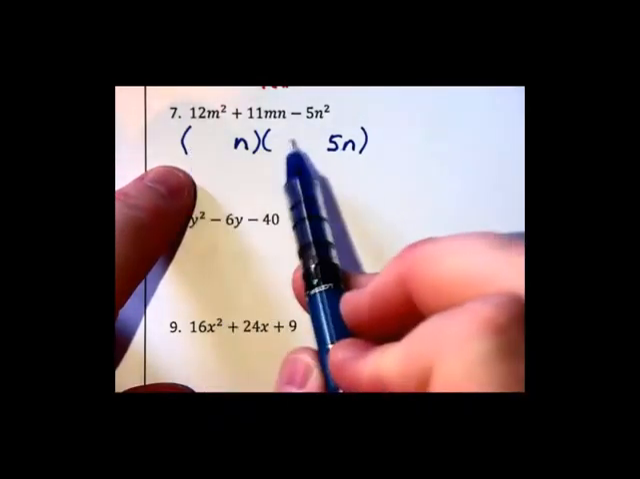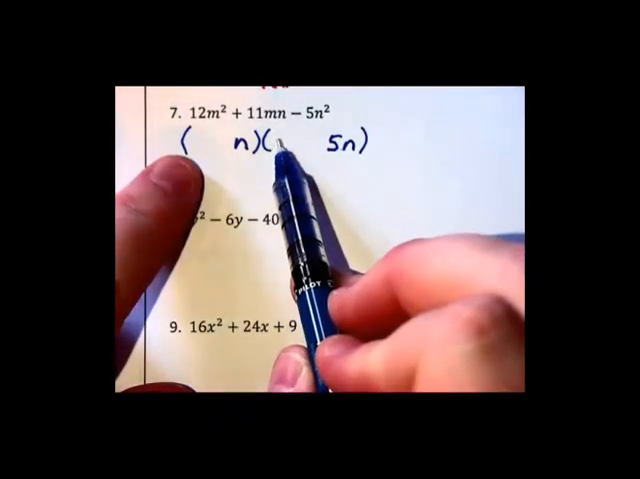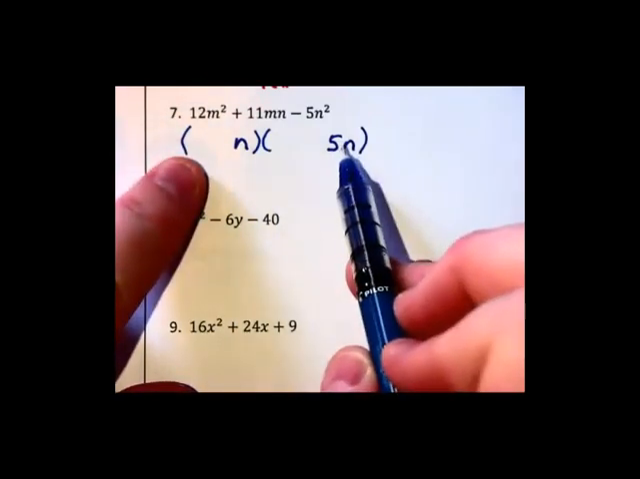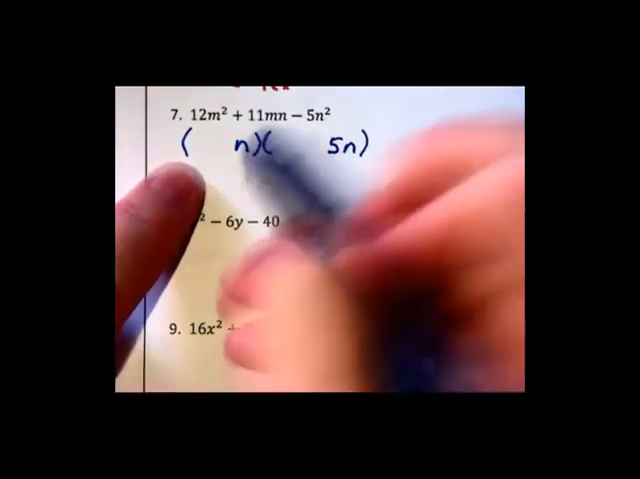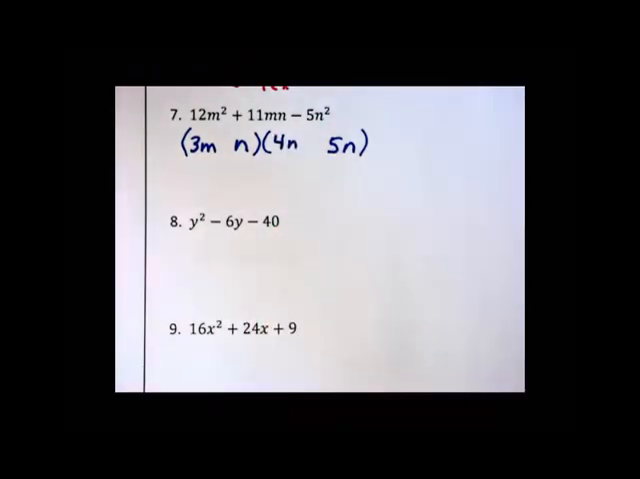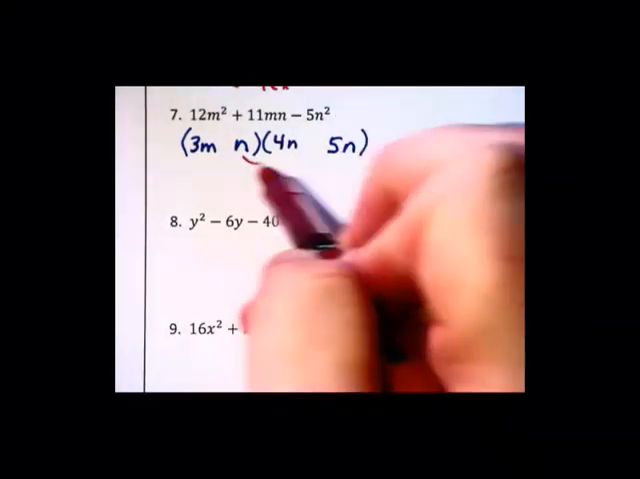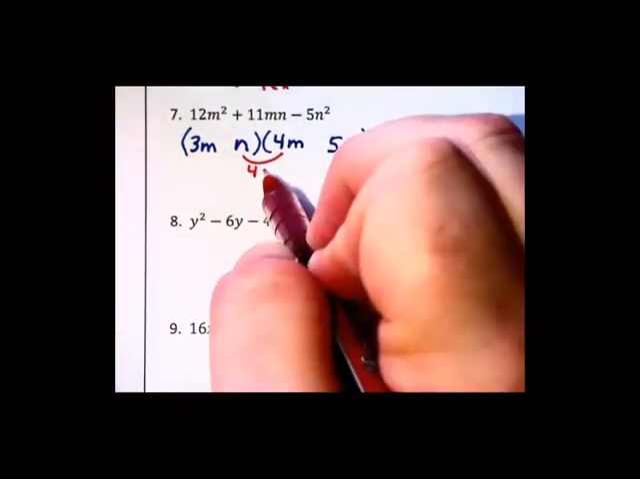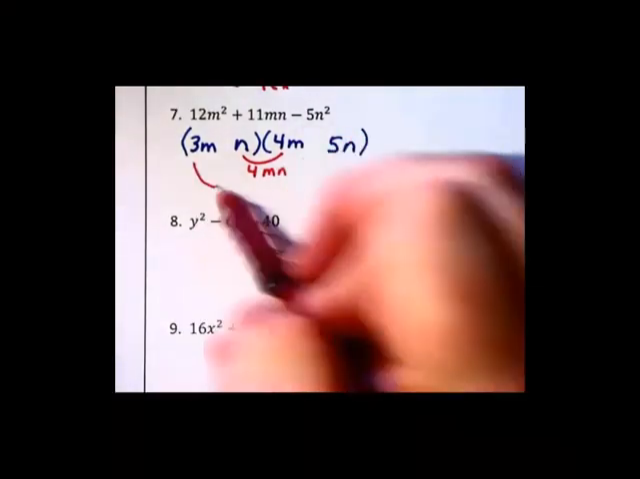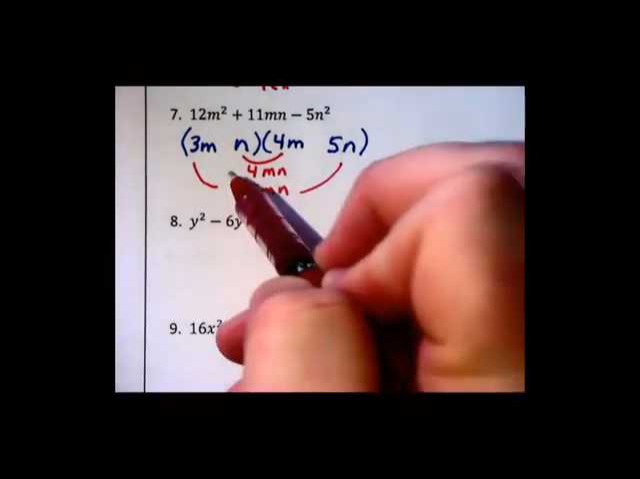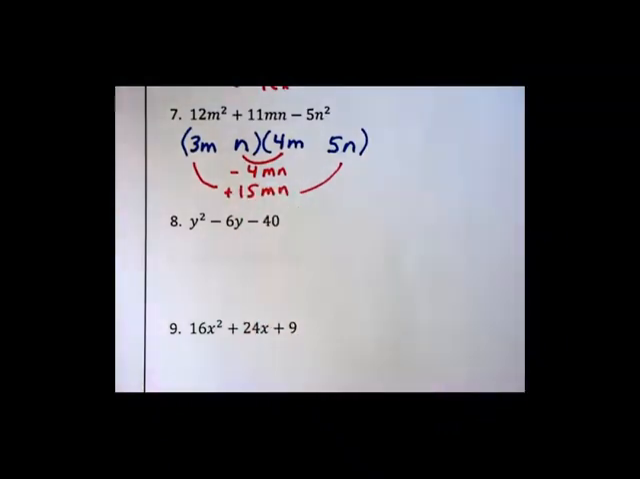2 and 6, no. 6 and 2. 6 is too big over here because 6 times 5 would make it 30. So 3 and 4. There we go. 3m, 4n. And the reason I said there we go is because I was thinking ahead to 4m in the middle, and 15mn on the outer edges. If I have a negative 4 and a positive 15, that'll do the trick.